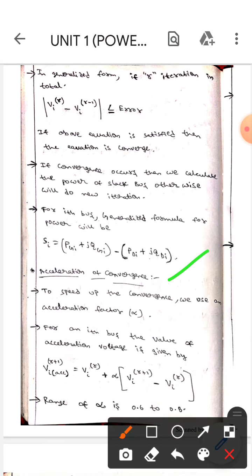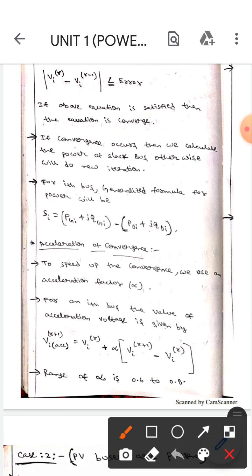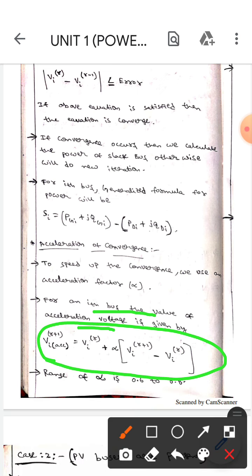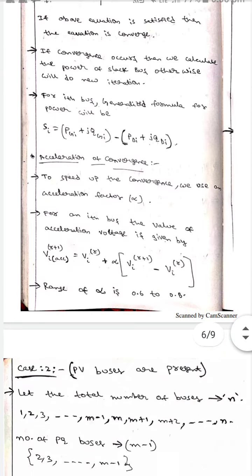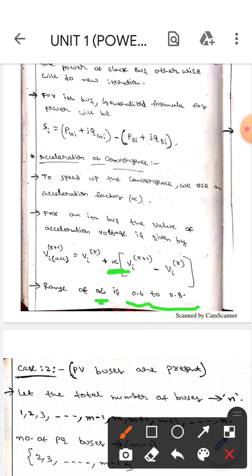Let's talk about the acceleration of convergence. It is used to speed up the convergence. We denote it as alpha, the acceleration factor. For any ith bus, the value of the accelerated voltage is given by this formula. Sorry guys, I hope now you can see. This is the formula, and the range of alpha is between 0.6 and 0.8.